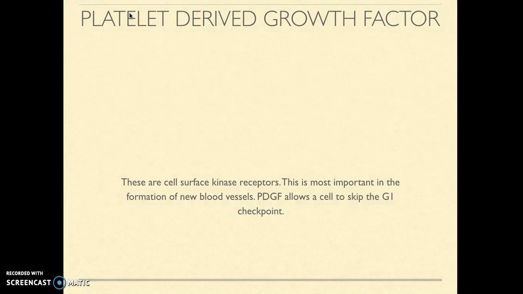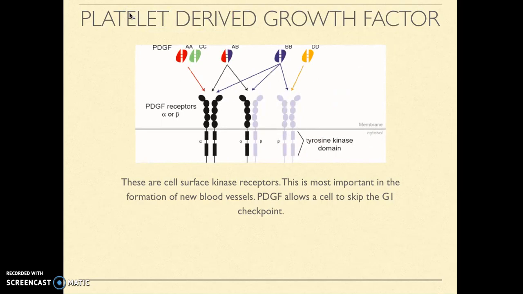Okay, so then there's PDGFs, which are platelet-derived growth factors, and these are cell surface kinase receptors. They're important for the formation of blood vessels in cells, and they allow a cell to skip the G1 checkpoint. Here I've got a little diagram of what's going on, and there's four main types of PDGFs. There's alpha, beta, receptors, and they're on the cell surface, and these will come in and they're recognized by these PDGF receptors, and once the cell recognizes these, it will continue on with repairing or making new cells.